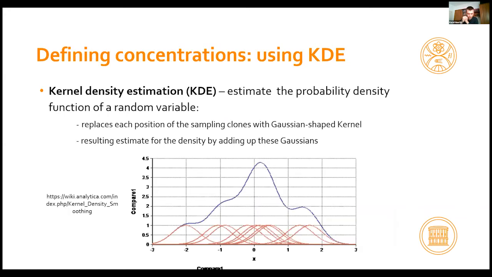Next, in our definition of particle concentration, we work with fragments of specific mass with a given number of generated clones. After obtaining their positions in the atmosphere or on the Earth's surface, we evaluate the concentration using kernel density estimation, or KDE, the statistical method which estimates the probability density function of a random variable. KDE replaces each position of our clones with a Gaussian-shaped kernel, in red color, and then obtains the resulting estimate for the density by adding up these Gaussians, marked in blue color.